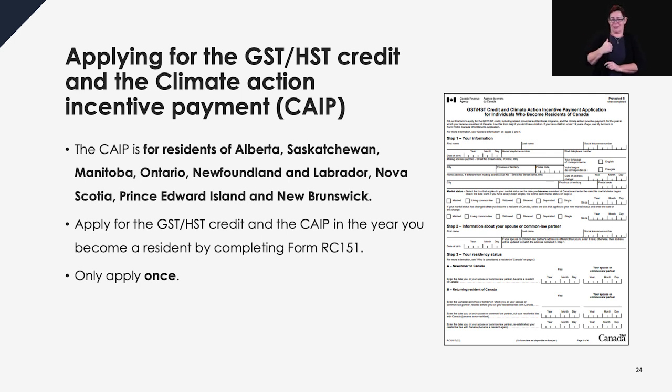On the form, include the income you earned outside Canada for the year you became a resident of Canada and from the year before, or 2 years before, depending on the date you became a resident. It's important to report your income even if it was zero, because the CRA needs this information to calculate your payments. You only have to apply once in the year you became a resident of Canada. After that, every year when you do your taxes, the CRA will use the information from your tax return to calculate the amount you're entitled to.